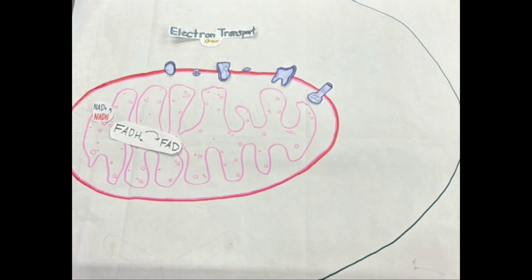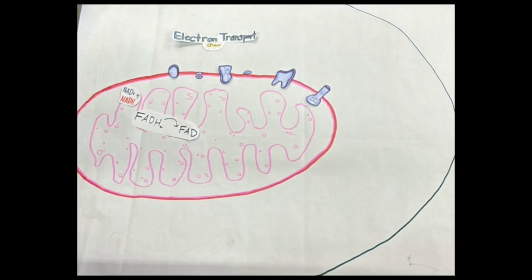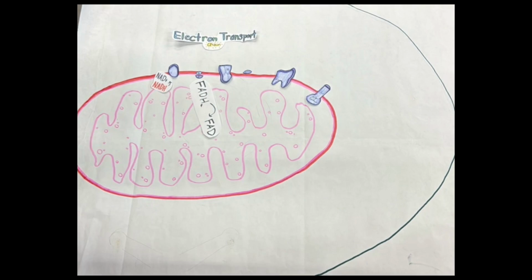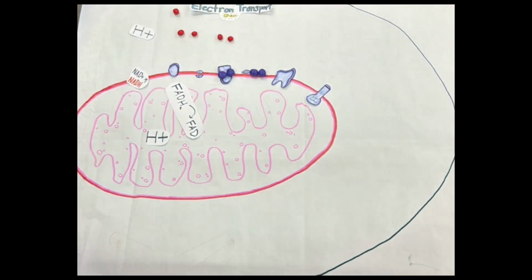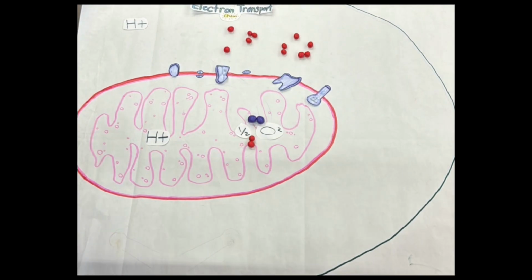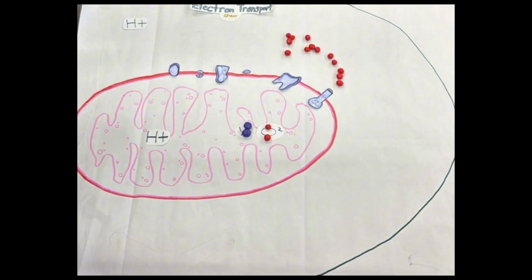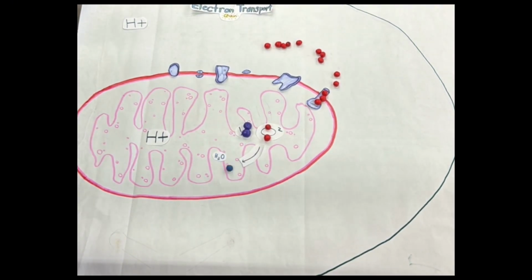Now on to the electron transport chain. NADH donates hydrogen and electrons to complex 1 and FADH2 donates them to complex 2. The electron carriers take them to complex 3, then the cytochrome C, and then complex 4. Then they flow out of complex 4 to oxygen and hydrogen ions to form water.